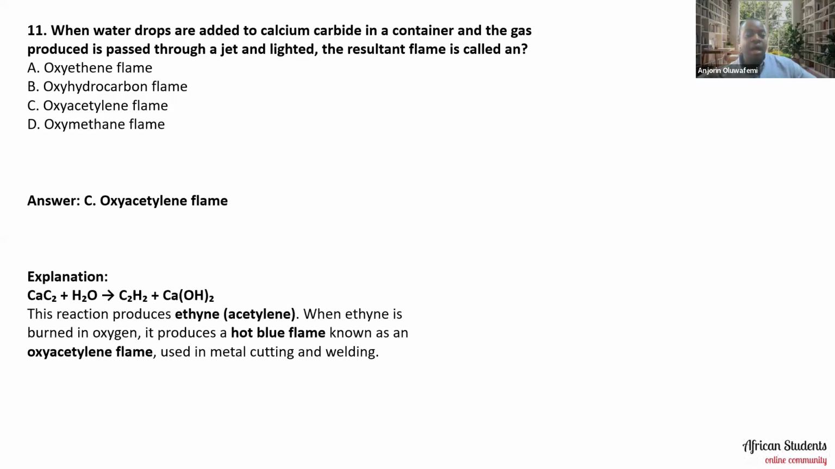And basically, this is what happens. You have calcium carbide plus water, and that will give us an alkyne, C2H2, plus calcium hydroxide. This reaction produces ethyne, which is also referred to as acetylene. When ethyne is burned in oxygen, it produces a hot blue flame known as oxyacetylene flame, used in metal cutting and in welding.